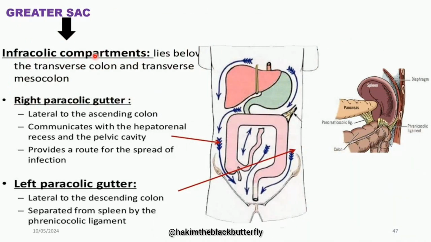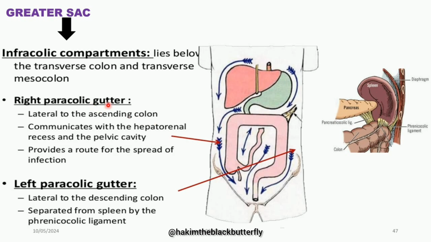Then the infracolic compartment. We said it's that compartment that lies below the transverse colon and its mesocolon. So it's this area here. This is the infracolic compartment. Up here we've seen the supracolic compartment. Now here we are going to look at the infracolic compartment. In the infracolic compartment, just a few things to note.